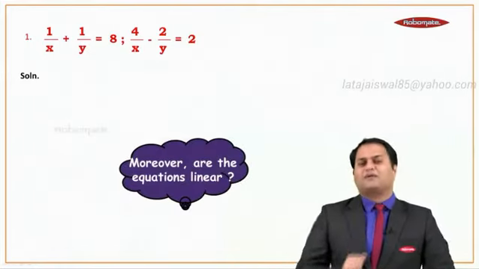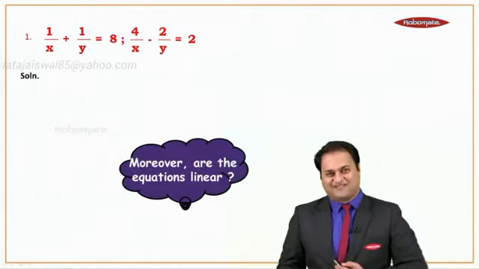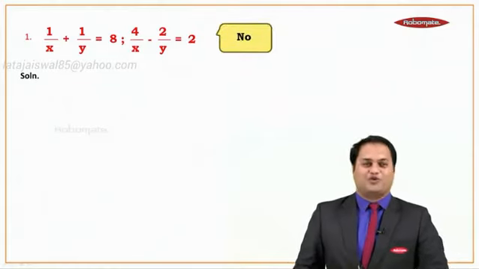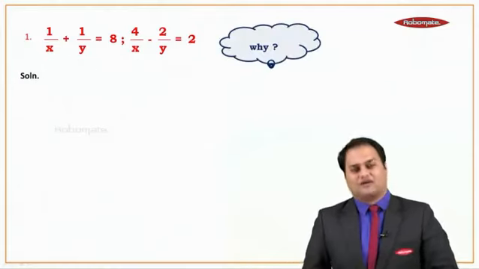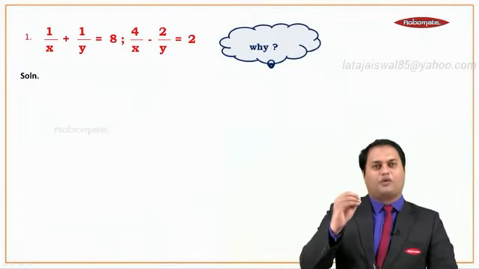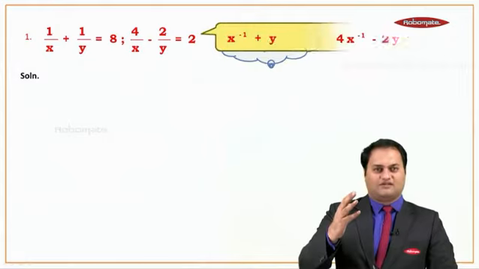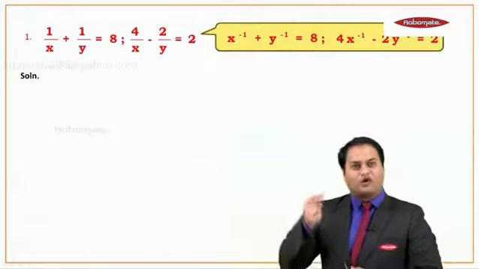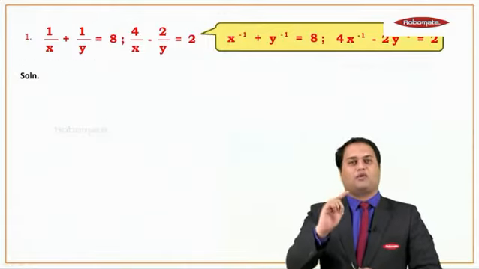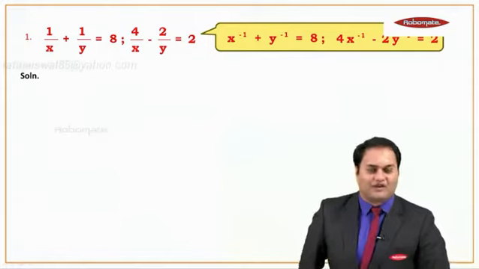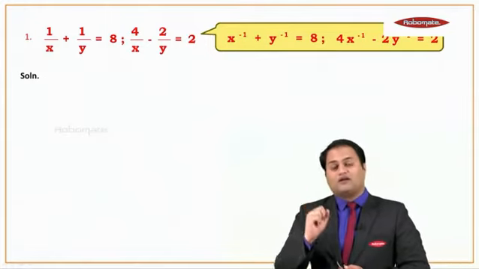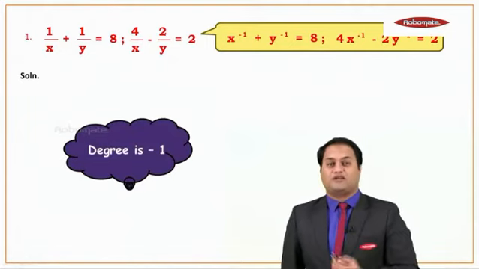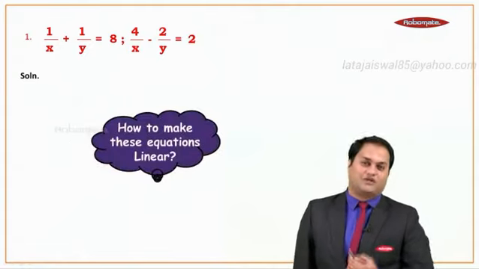Moreover, just think, are these equations linear? The answer is no, they are not linear. Why are they not linear? Actually, 1 upon x plus 1 upon y, as per the law of indices, can also be written as x raised to minus 1 plus y raised to minus 1. 4 upon x is 4x raised to minus 1 and 2 upon y is 2y raised to minus 1. So it is very clear that the degree is not 1, the degree is minus 1. And because the degree is minus 1, it is definitely not a linear equation.